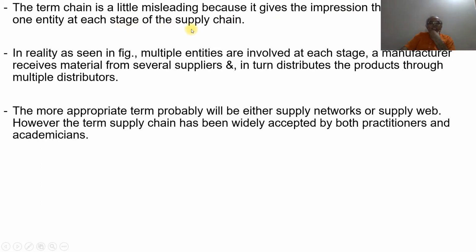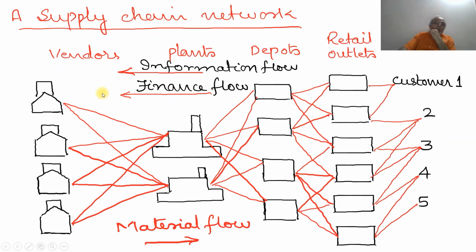Now, the term chain is a little misleading because it gives the impression that there is only one entity at each stage of the supply chain. So we talk about a chain, and they may think it is only one component or one entity at each stage. In reality, as seen in the previous figure, we have multiple entities. That is the reason why I said a set of parts is involved. All these parts are dispatched from the vendors to the plant to make the assembly.